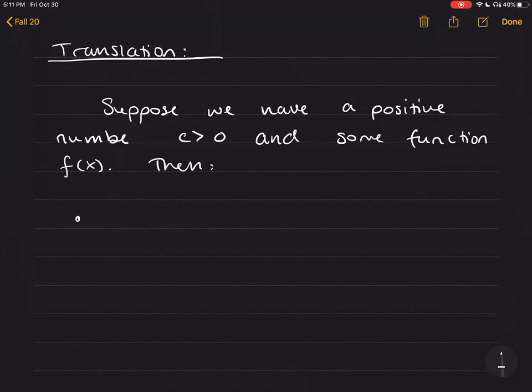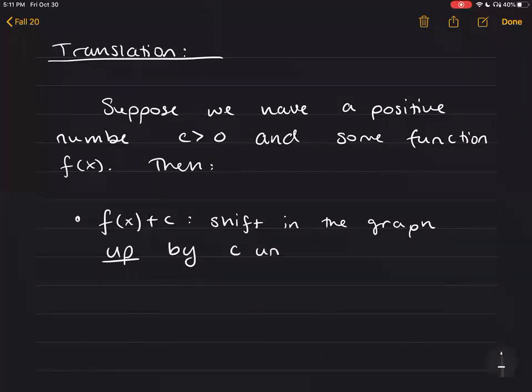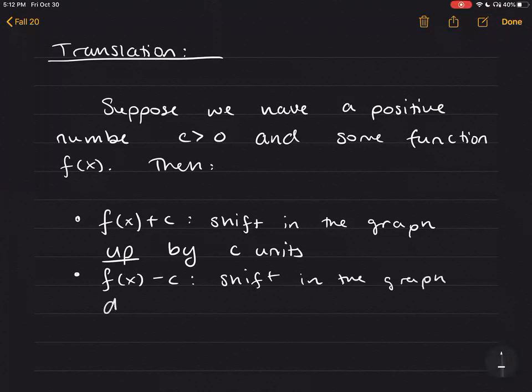First, if we do f of x plus c, so outside of the function, the whole function plus a number, that's going to end up looking like a shift in the graph up by c units. If we look at f of x minus c, that's going to be a shift in the graph down by c units.